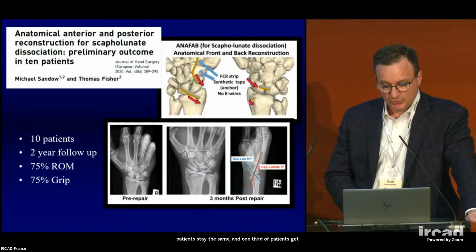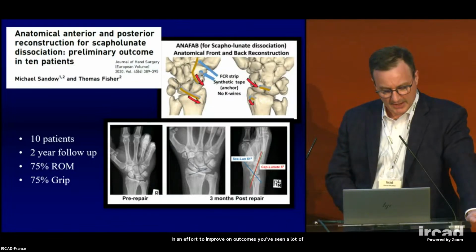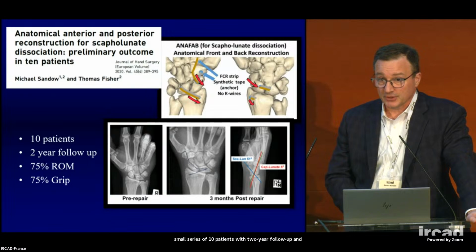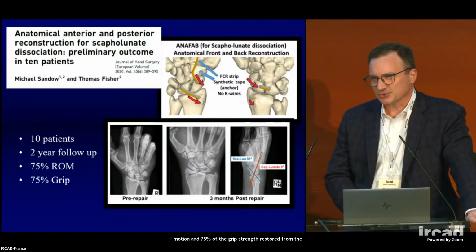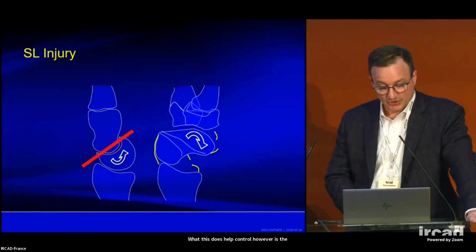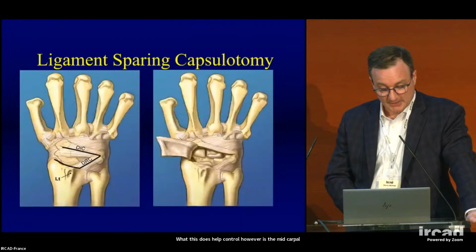In an effort to improve on outcomes, you've seen a lot of advancements in terms of the tenodesis getting more and more radical. And I think we have moved, as Michael Sandow has taught us, to the ANAFAB technique. He reported a very small series of 10 patients with 2-year follow-up, and he showed that there was a 75% return of range of motion and 75% of the grip strength restored from the contralateral side. Those results are pretty much equivalent to everything that I've just shown you, but you're taking on a lot of additional risk here. What this does help control, however, is the midcarpal instability. We're really trying with our bone tunnel to correct that position of the lunate.